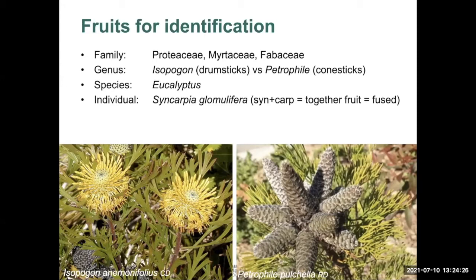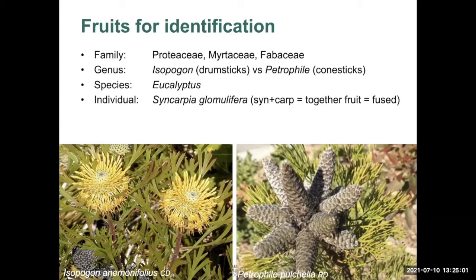And then, as I've already shown earlier, the fruits can also be used to identify particular species within a genus such as Eucalyptus, particularly whether the valves are sort of inserted or exserted. And then another interesting example of the fruit is what might look like a eucalypt from a distance, but the Syncarpia glomulifera, which is the turpentine, that's the one that has the fused spaceship fruit.